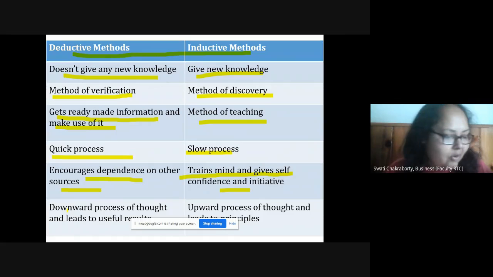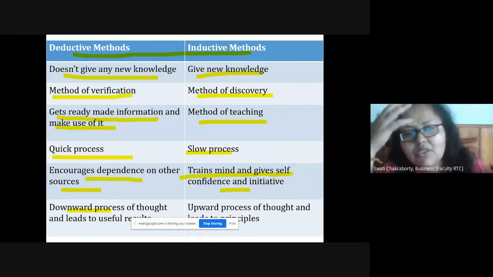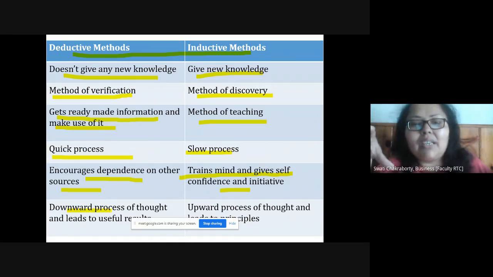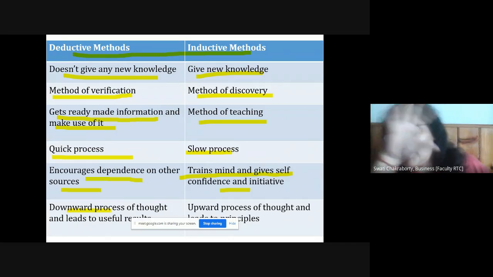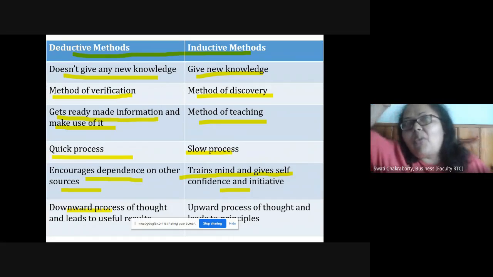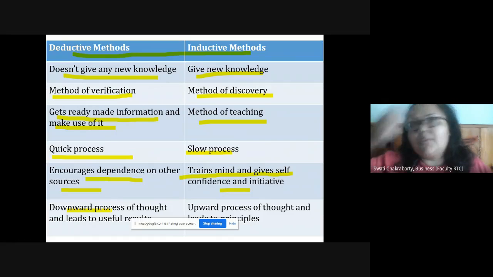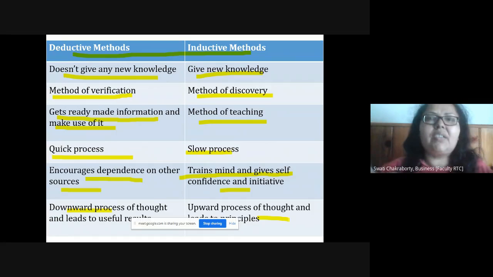And the deductive process is a downward process of thoughts that leads to some useful results, because you are proving something, right? You're coming up with a result. The theory is there, you start proving, going down from something broader to something narrow. So it's a downward process. Whereas the inductive method is an upward process, because you see something and gradually go up to form a principle.